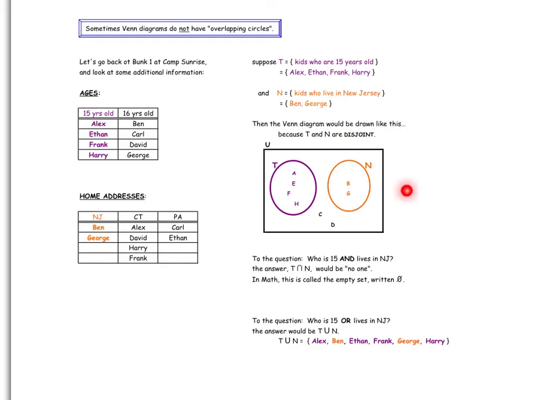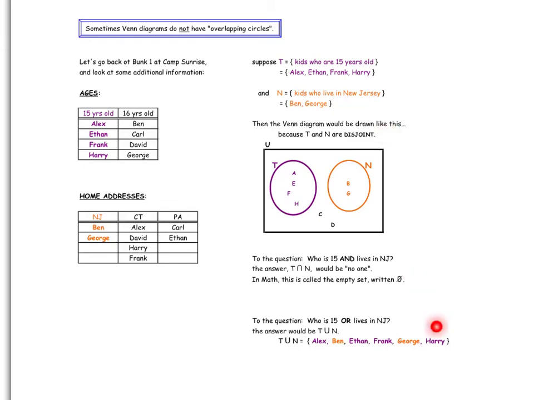It is possible to make interlocking circles as long as you leave the section in the middle blank. But of course it's much easier to just make the circles so that they are disjoint, not joined. And of course the C and the D stand for Carl and David, who are 16 and not from New Jersey. To answer the question, who's 15 and lives in New Jersey, the answer would be no one. The intersection is empty, which is what happens when you have disjoint sets.